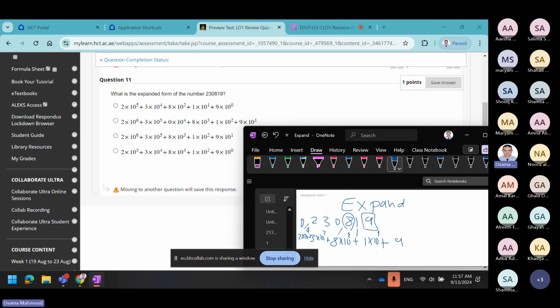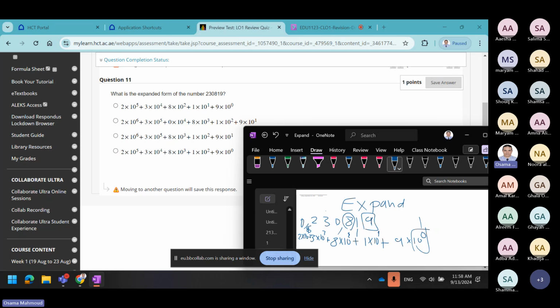Okay, remember the cashier. In this one, you can write 10 to the power 0 because I know 10 to the power 0 is 1. This is like putting the notes in the correct slot, right? So what is our correct answer here? For sure, I go for 2 times 10 to the power 5. Sorry, I made a mistake here. This is 5, yeah. So what's the correct one? 2 times 10 to the power 5, because this is 230,000, right?